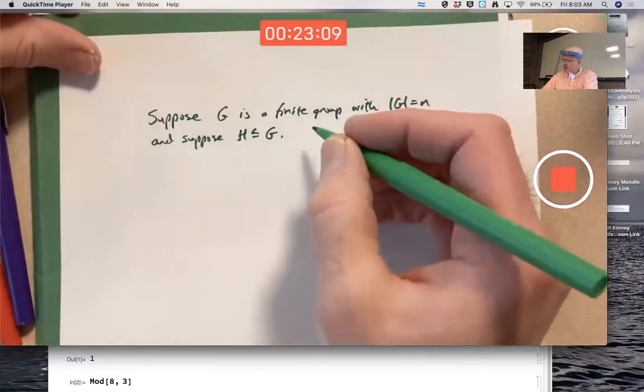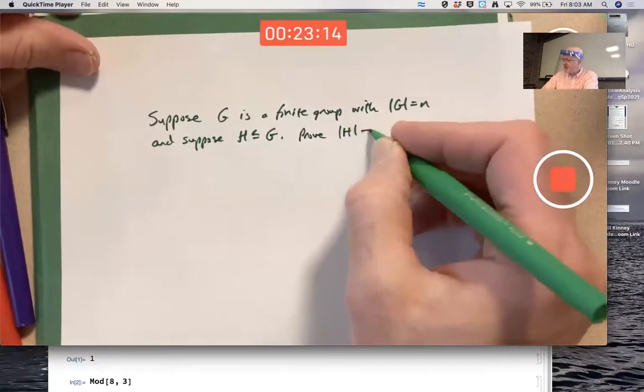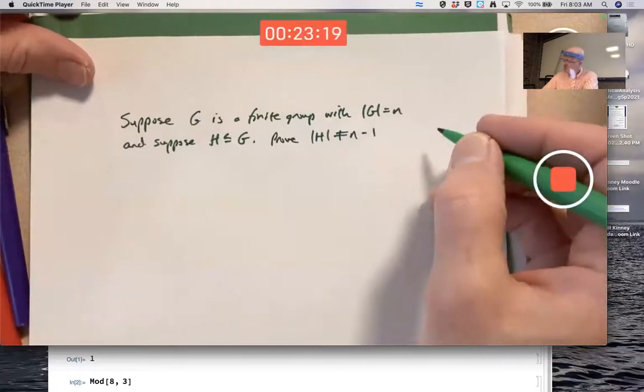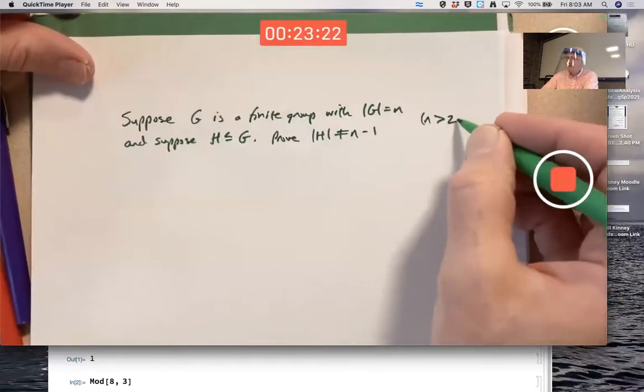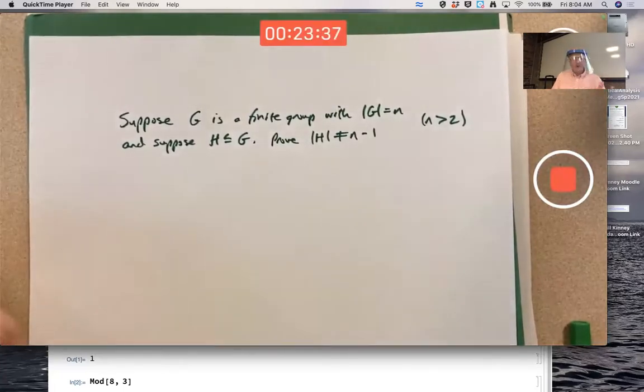What was the goal? The goal is to prove that the order of H cannot equal n minus 1. And n does need to be bigger than 2 here, because if G had order 2, then H could be just the identity. So I'm not going to write a polished proof right away. In fact, I won't write a proof at all, but let's just think through the problem-solving process based on the hints I gave you.